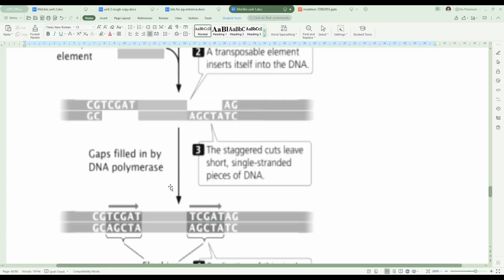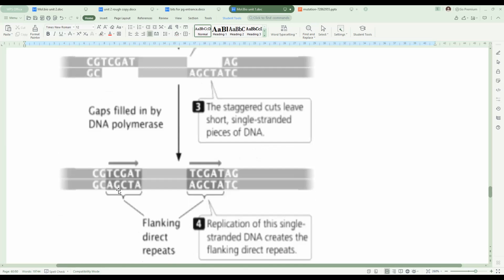Okay, so what has happened after the transposon has come? There is a gap here. There is a gap here. So that gap has to be filled by DNA pol 1, right? So when the gaps are filled, what are they forming? They are forming direct repeats.